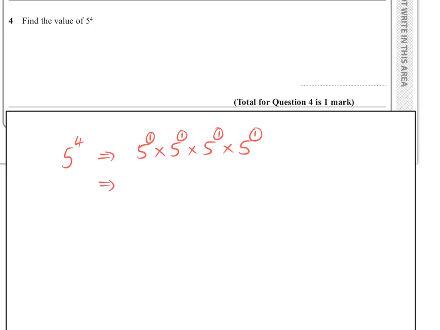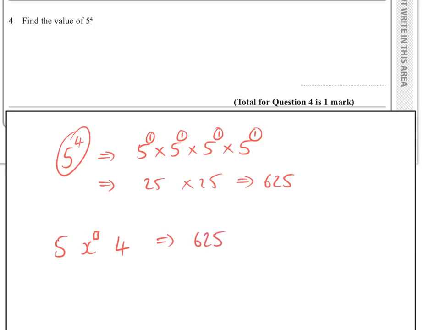So all we have to do on our calculator is either 5 times 5 times 5 times 5, which would be 25 times 25, which is 625, or you can just type in 5 to the power, and the button I use for the power looks like this, and that would give you the answer 625 straight away.